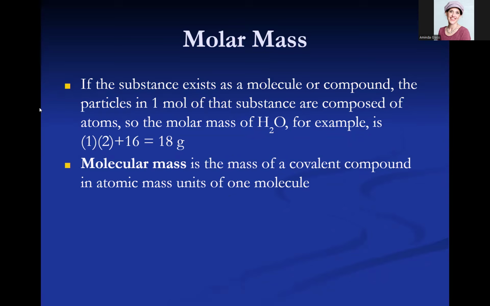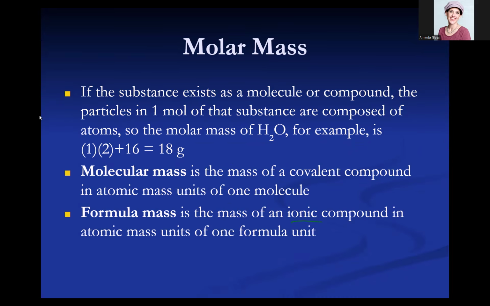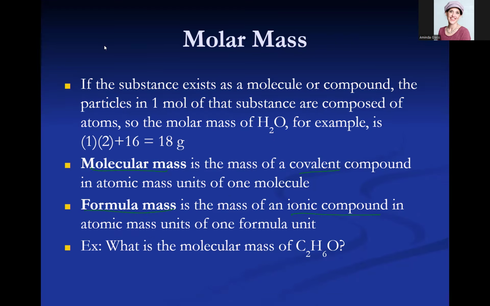Now, the molecular mass is just the mass of a covalent compound in atomic mass units. The formula mass, then, remember, the formula units are ionic compounds. Molecular mass, covalent compounds. It's the same process for calculations, it's just a different thing. So what if I say, what's the molecular mass of C2H6O? How would I figure that out?